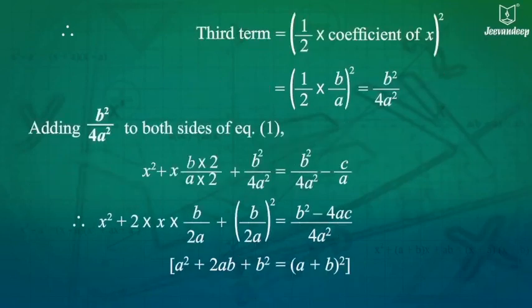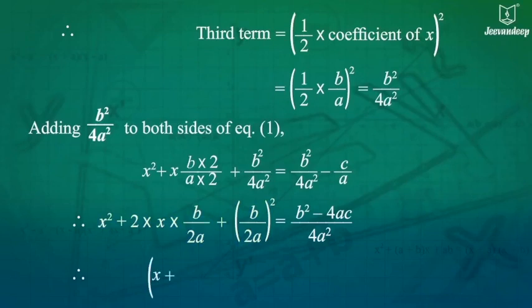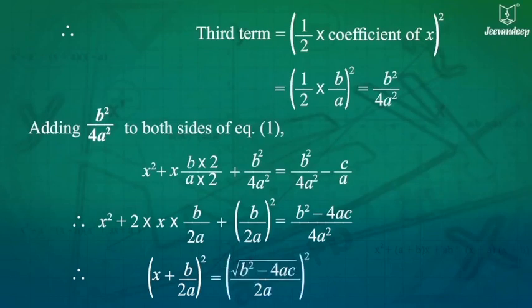Equating the left hand side of the equation to a square plus 2ab plus b square is equal to a plus b whole square, we get x plus b upon 2a whole square is equal to root b square minus 4ac upon 2a whole square.